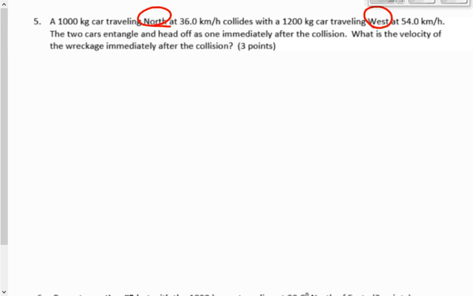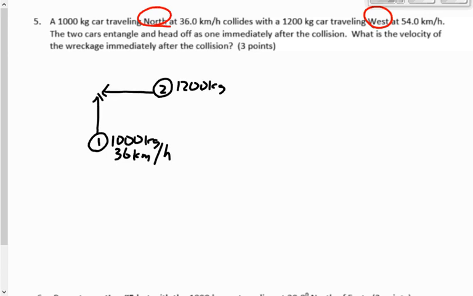I'm going to say the 1,000 kilogram car traveling north, 36 kilometers per hour. And I've got another car, number 2, 1,200 kilograms, traveling to the west at 54 kilometers per hour. We're going to predict the wreckage is going to go off like this. So that is right. But even if I did guess wrong, it's okay. The one you're solving for, it's okay if you don't have it drawn right.